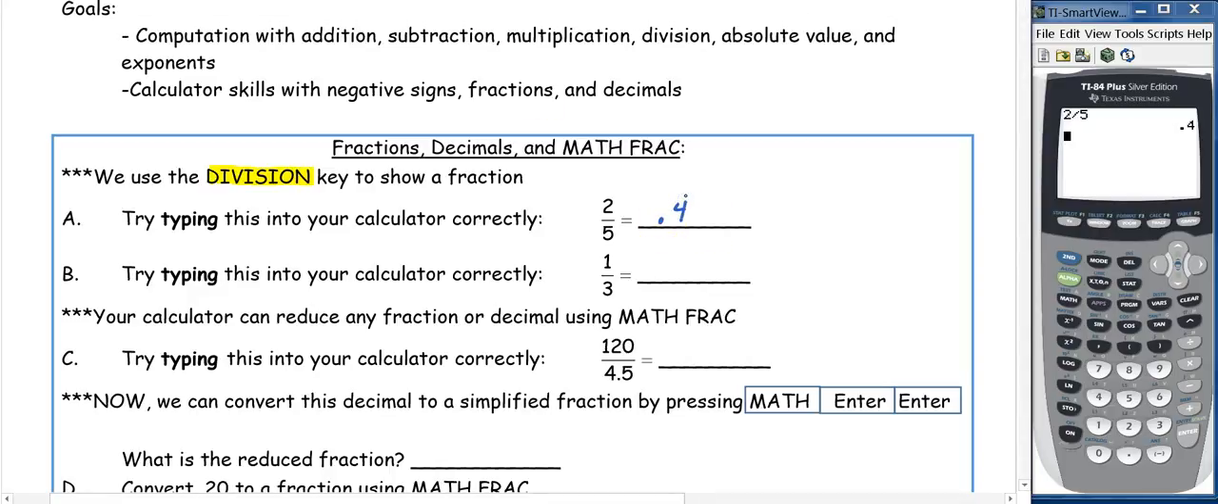The next fraction is 1/3. 1 divided by 3 is 0.3, and it keeps repeating. So we're going to say 0.3 with a bar above it.